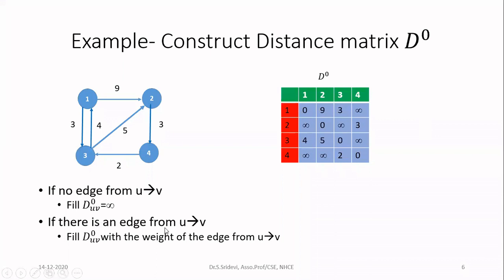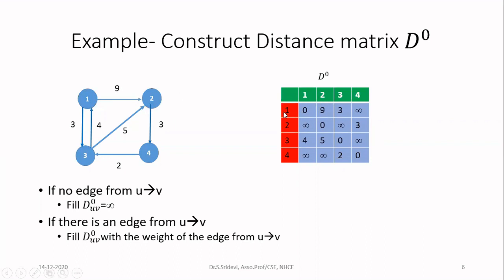Suppose there is an edge from a vertex u to vertex v, then you are going to fill in the distance matrix some value. That value you are going to obtain from this particular graph. Let us consider now the distance matrix. Let me start with 1. From 1 to reach 1, I have already filled 0 because it is the cost of reaching from a city to the same city. Then from 1 to 2, the cost is 9 because there is a direct edge.